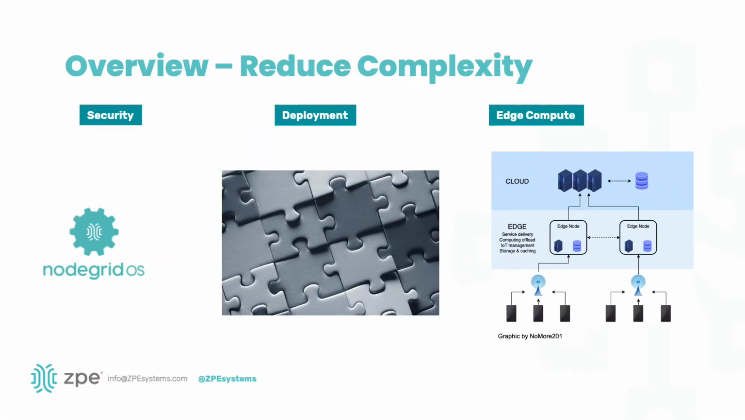With every release, we at ZP Systems try to reduce the complexity for our customers. With the Nodegrid 5.6 release, we specifically address needs around security, the day-to-day operations of your Nodegrid appliances, as well as when you use our Nodegrid appliances as an edge compute solution. We're going to look at each of these in a little bit more detail, but we will primarily focus on the deployment aspect and the edge computing aspect, and we'll dive deeper into those features which were introduced in the Nodegrid 5.6 release.